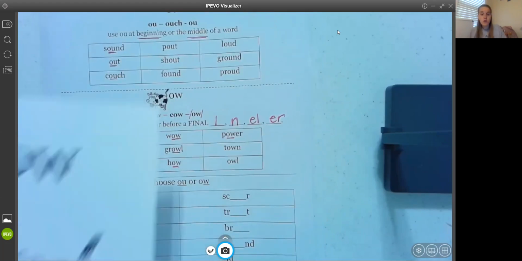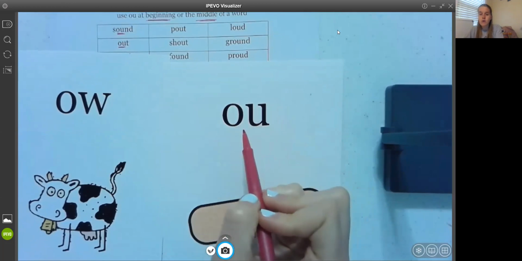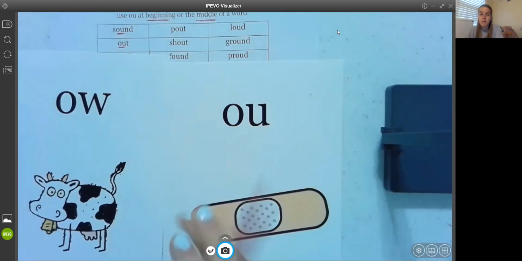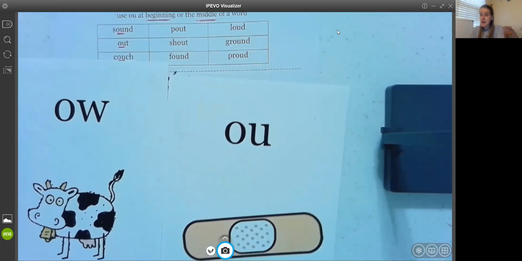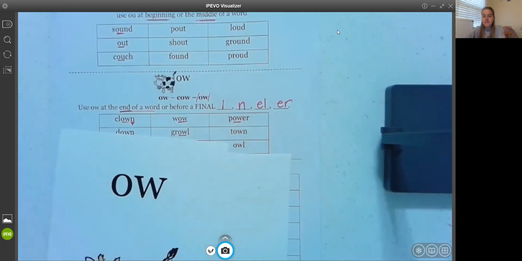So yes, OU and OW both say ow. You'll see OU at the beginning or middle, and OW at the end most of the time, with the exception being L, N, EL, or ER. Hope that helps.